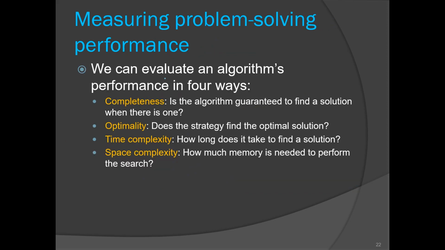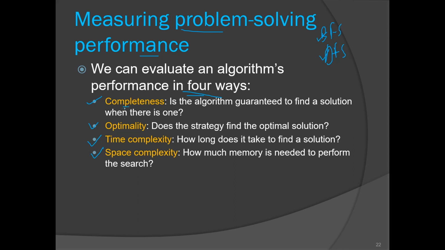Now, in the next lecture we are going to see various search algorithms. You know about the BFS algorithm and the DFS algorithm, right? So how do we evaluate these algorithms? How do we choose which one is better? We measure the performance of these problem-solving search algorithms based on 4 parameters. First one is completeness, then optimality, time complexity and space complexity.